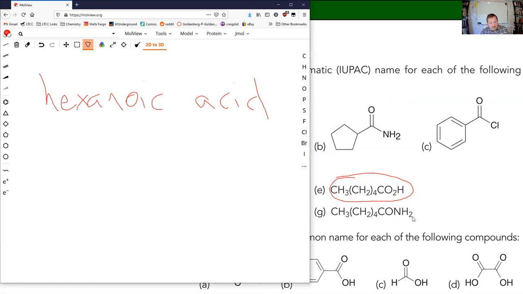Some of these will look a little bit funny in the condensed structure, but generally there's only one functional group that we know that could fit. So it looks a bit odd, this CONH2, but the only functional group that could be is an amide. All right, everything else is the same as E, so we'd wind up with hexanamide. Take the hexanoic acid, get rid of the "oic acid," and replace it with amide.